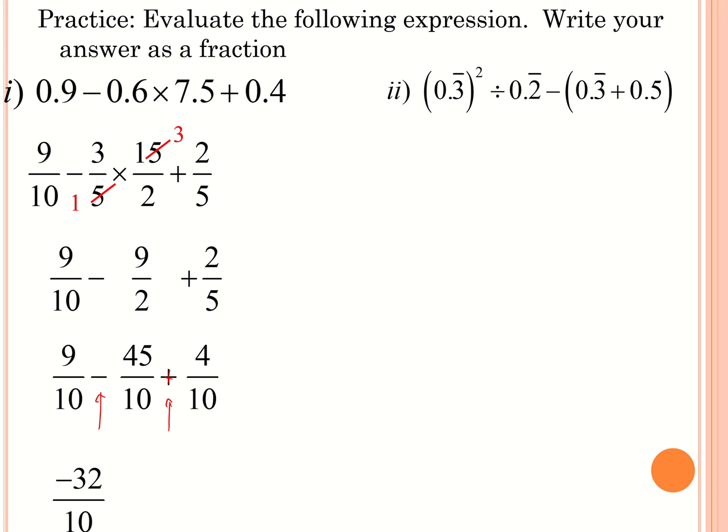So you get negative 36 over 10, and then you plus 4 over 10. So now you go negative 36 over 10 plus 4 over 10, you get negative 32 over 10. Okay, which is the answer that you saw there.